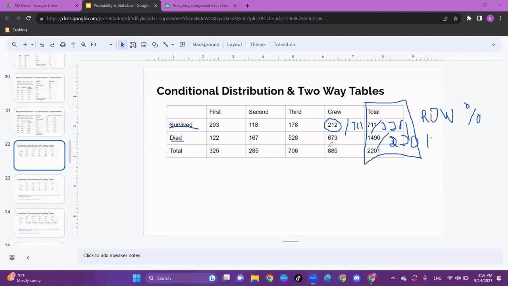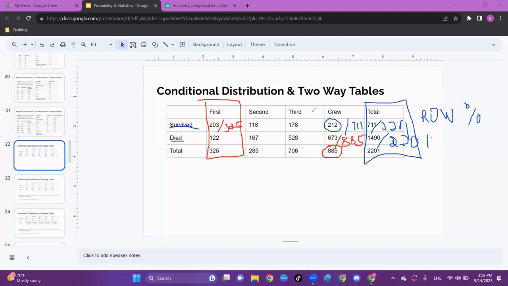The problem is you can see here that the crew just had a larger representation. There were just more members of the crew. So even though a lot of them lived, there was actually a much higher percentage of them that died, 673 out of 885. A better way to think about this is to look at the column percentages, to look at each column individually and say what percent of people lived and died. So out of first class, for example, more than half survived, 203 out of 325. They had somewhere around a 60% survival rate.